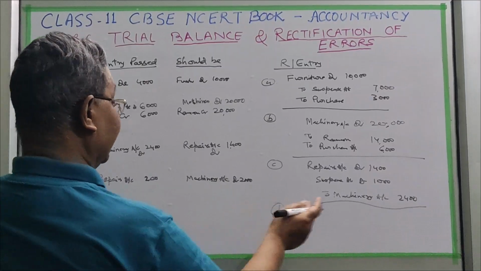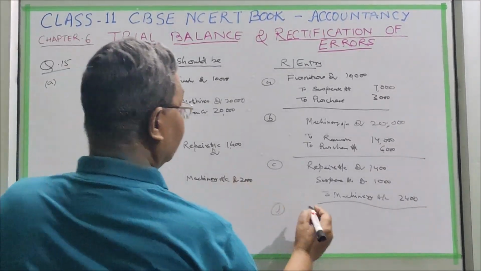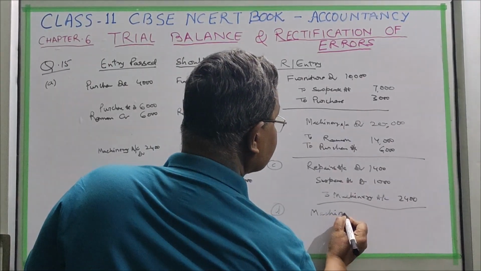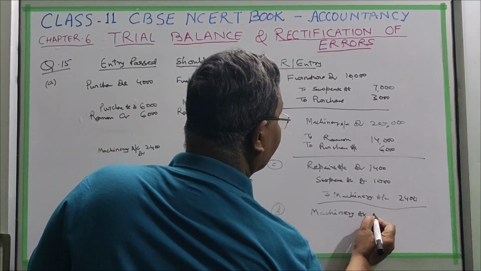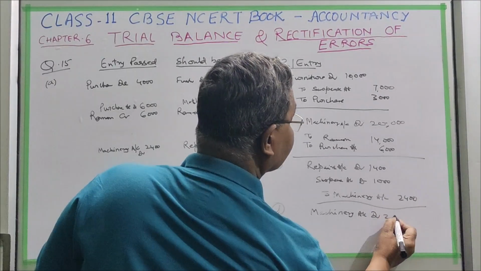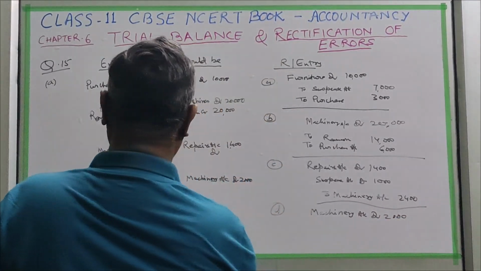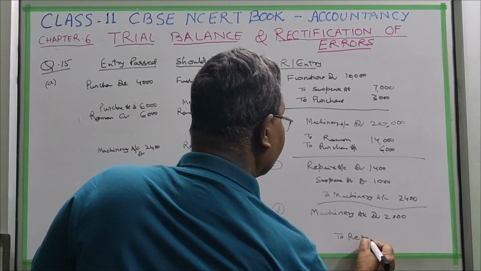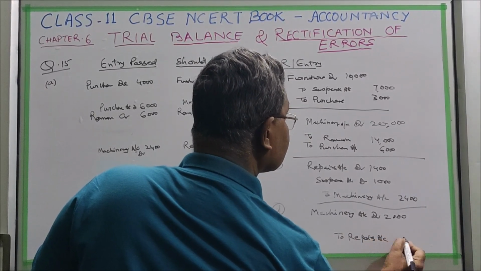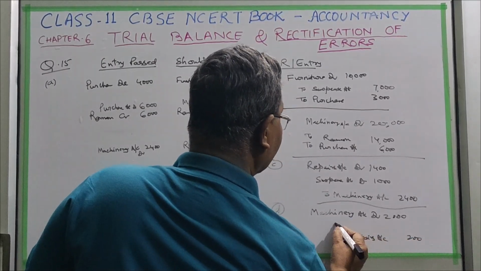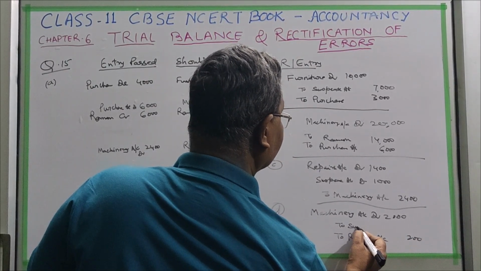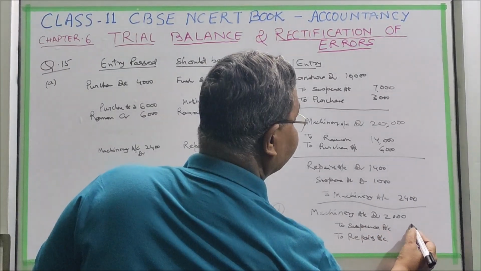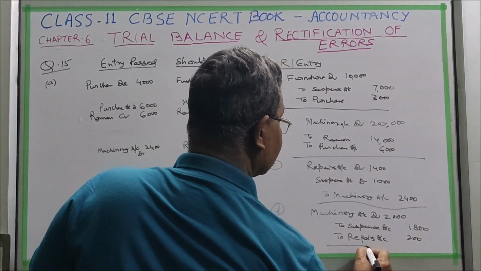Now what will be the rectification? Machinery account debit 2,000. Repairs account you have to credit 200, and to suspense account, the unknown portion, 1,800. Okay.